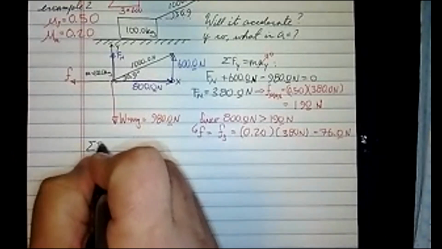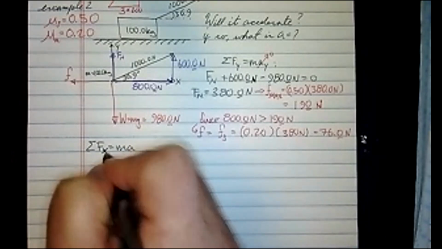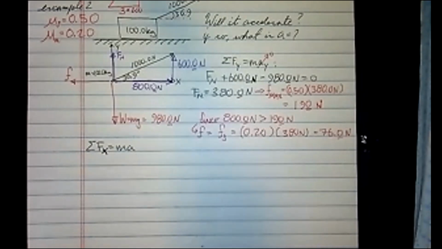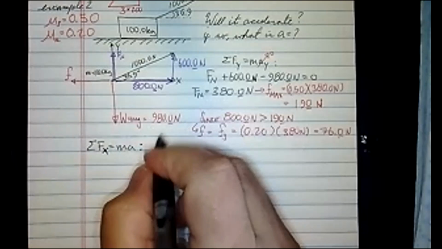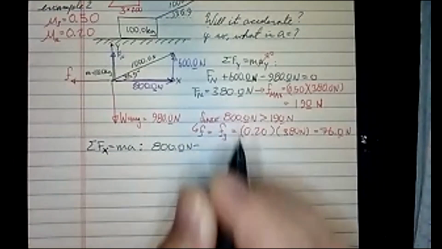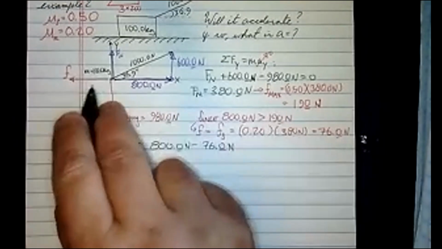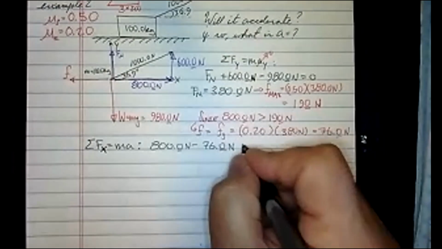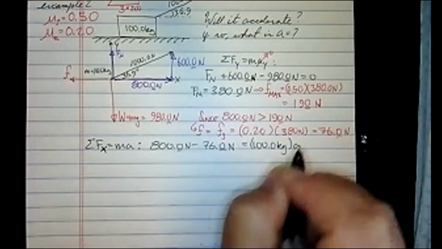So now I can take the summation of the forces in the x direction equals mass times acceleration. Again, I'm not subscripting the x because that's the only acceleration in existence now. So now all I have to do is put the forces on the left and the ma on the right and solve for a. The forces on the left are 800.0 newtons minus 76.0 newtons. That's the only two horizontal forces acting. And that's got to be equal to 100.0 kilograms times a.